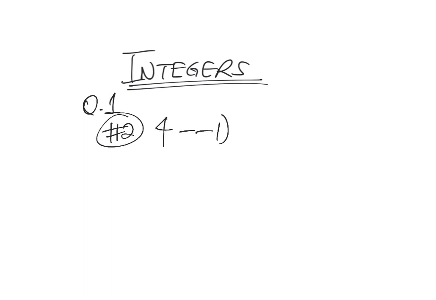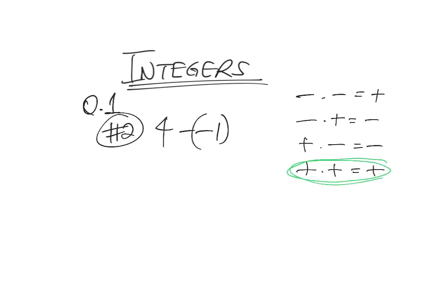4 minus -1. Remember, with integers, a negative times a negative is a positive. A negative times a positive is a negative. A positive times a negative is a negative as well. And a positive times a positive is a positive. Notice that when the signs are the same, you get a positive. And when the signs are different, you get a negative.